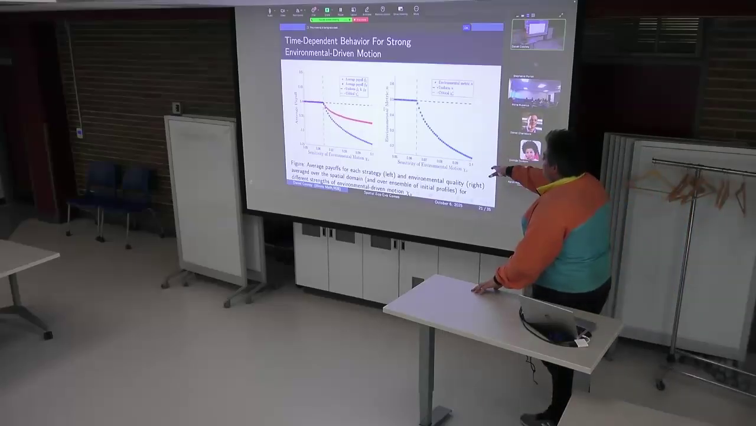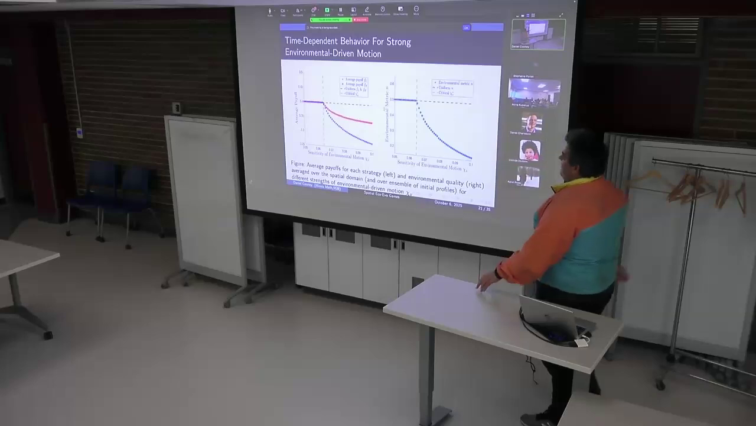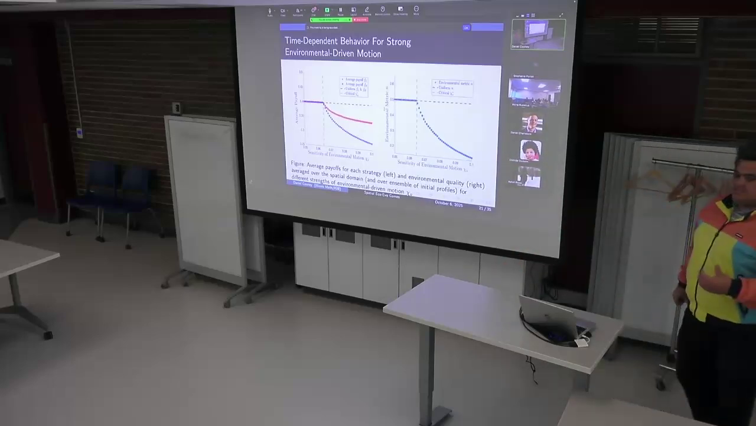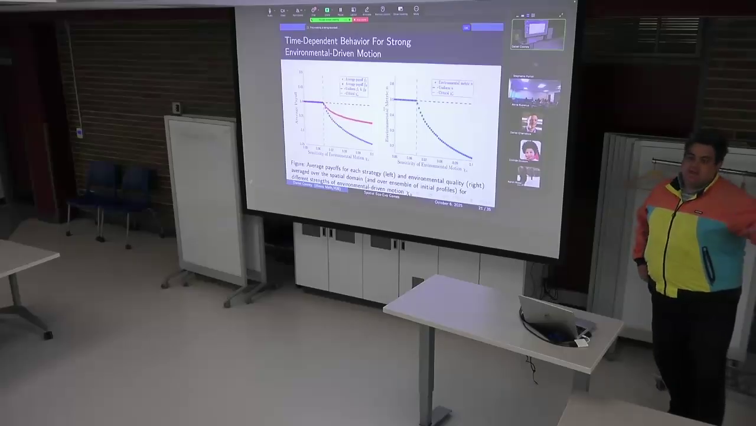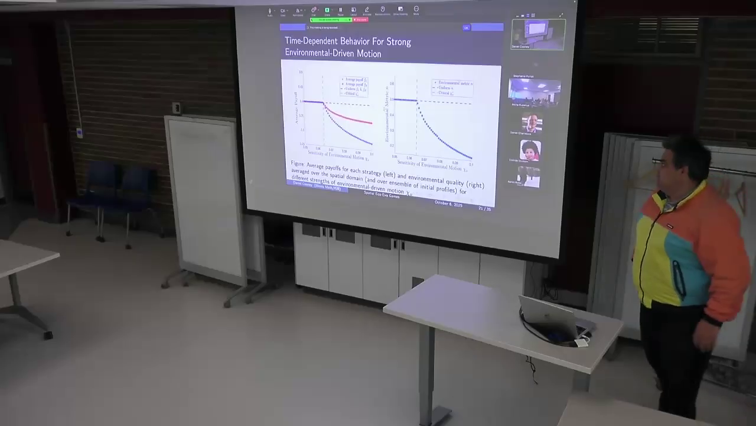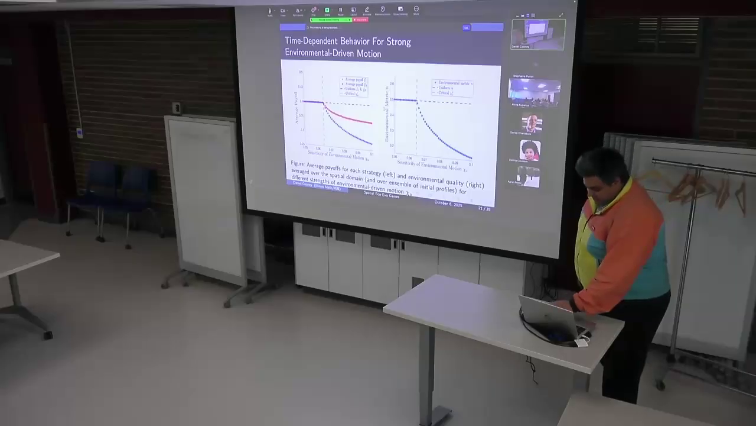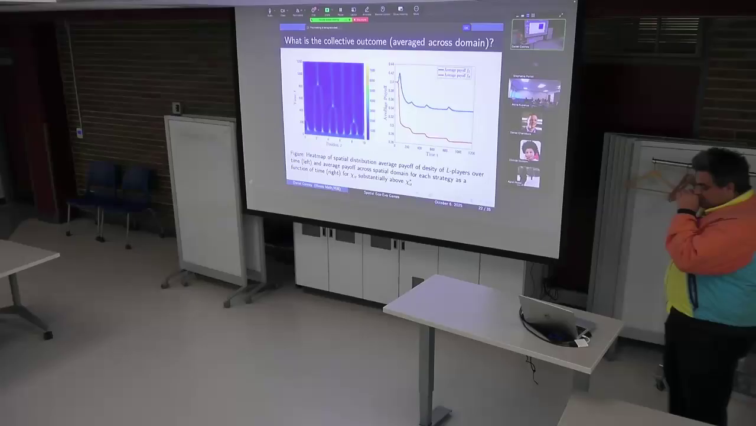But the environment is overall degraded, and so are the payoffs relative to no motion. And so the spatial motion is actually bad: moving towards better environments by sustainable individuals, like the low impact harvesters who are the sustainable extractors, decreases the overall environmental quality. So somehow it's not a very good mechanism for making more sustainable extraction.